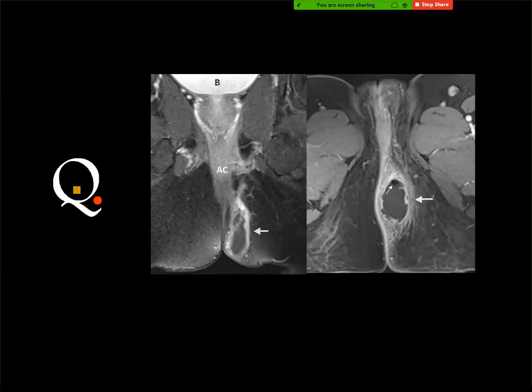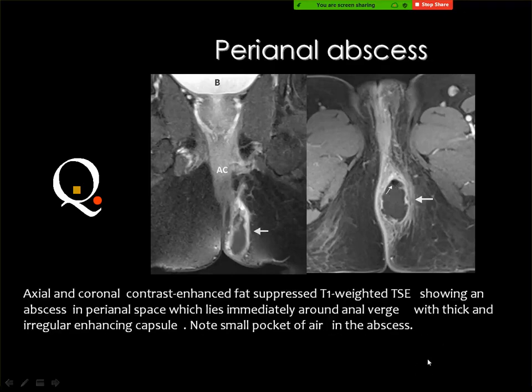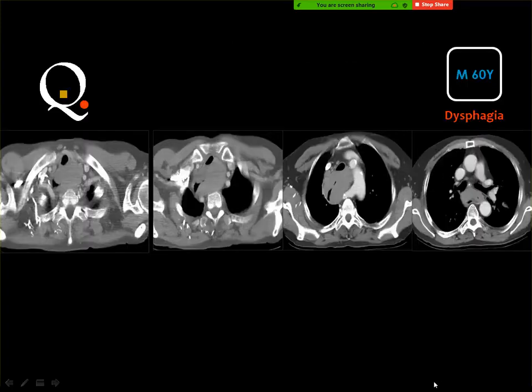Abscess. Perianal abscess. Renal abscess. Yes, what does this arrow point to? Air. Yes, and this is air inside the abscess, and the edematous changes as well as inflammation.